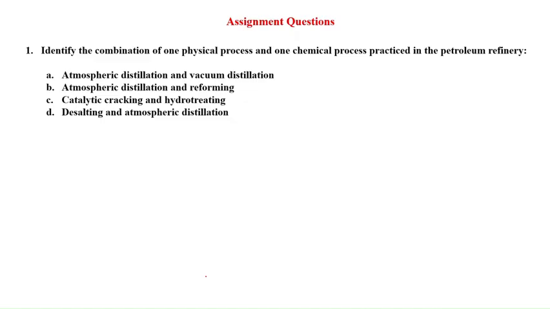Option B. What did you say, B or D? B. Okay, so option B is atmospheric distillation and reforming.